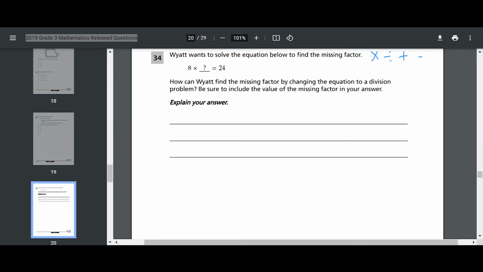Wyatt wants to solve the equation below to find the missing factor. How can Wyatt find the missing factor by changing the equation to a division problem? So first things first, Wyatt needs to solve for this unknown problem. Now, if we know our factors, 8 times an unknown number is going to equal 24.